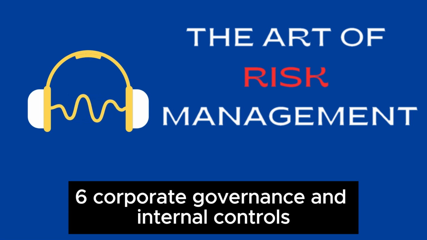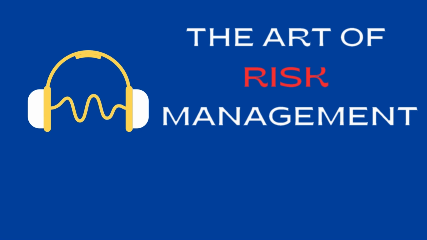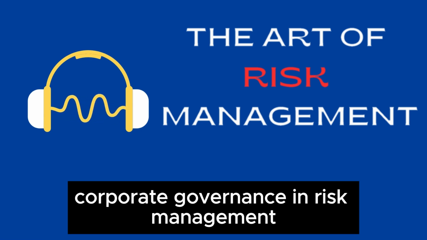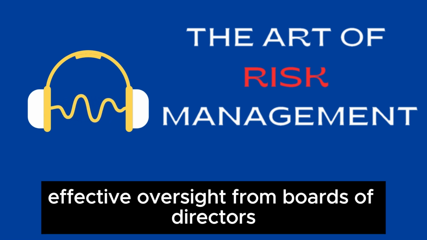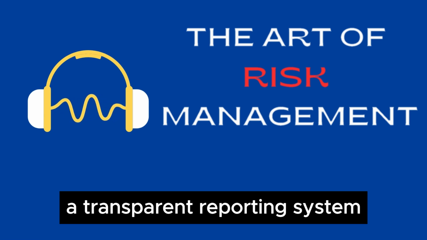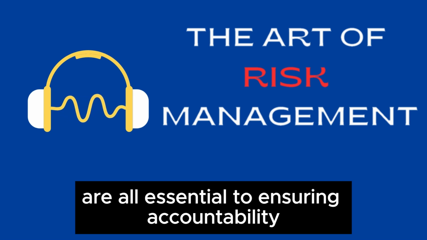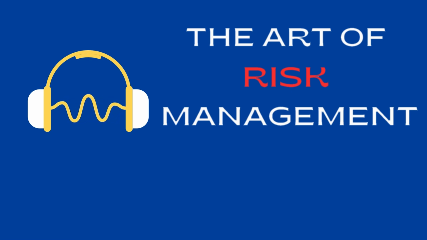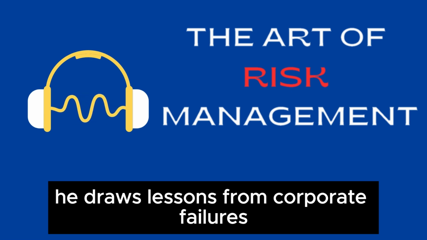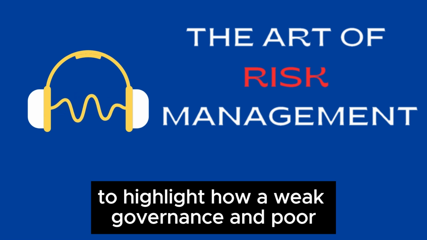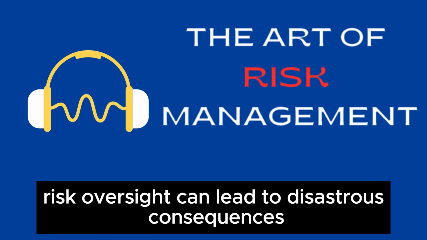6. Corporate governance and internal controls. Culp also underscores the role of corporate governance in risk management. Effective oversight from boards of directors, a transparent reporting system, and a strong internal control environment are all essential to ensuring accountability and ethical decision-making. He draws lessons from corporate failures like Enron and WorldCom to highlight how weak governance and poor risk oversight can lead to disastrous consequences.